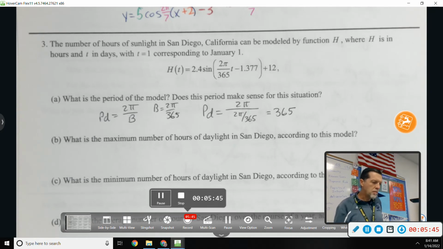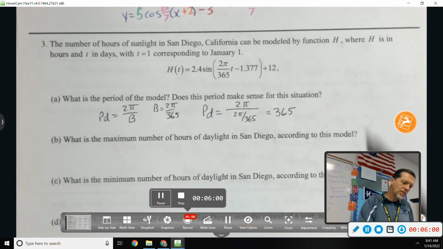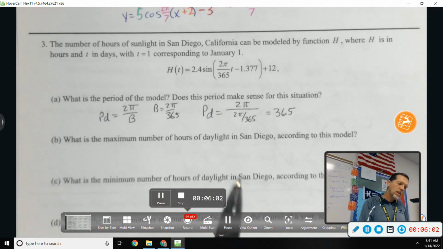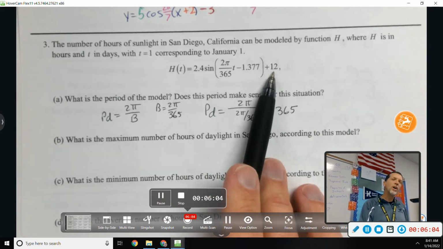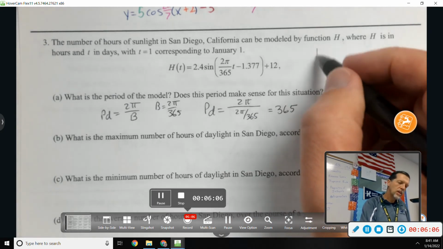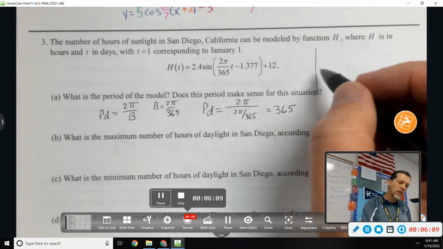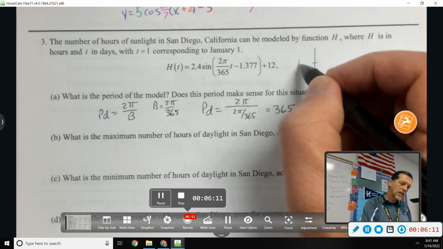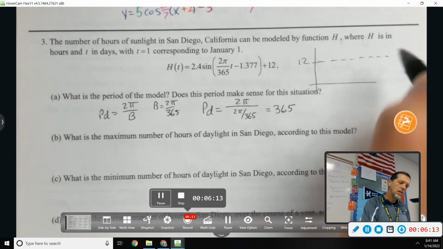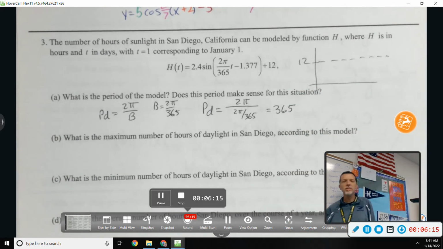What is the maximum number of hours of daylight in San Diego according to this model? Well, I don't really want to graph the whole thing. Look it up? I don't want to look it up. Is there a way I could know? Let's think about this. What's 12 if we think about the graph? 12 is sort of the midline. Probably about right. So that means on average there's 12.